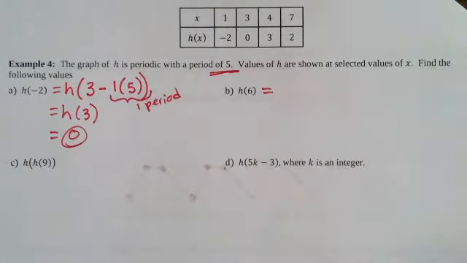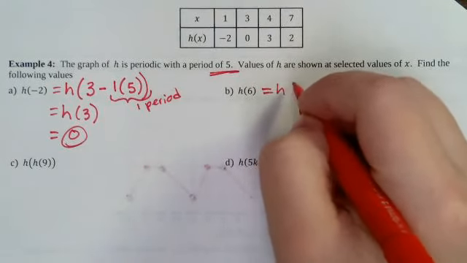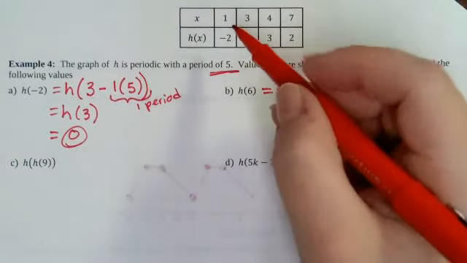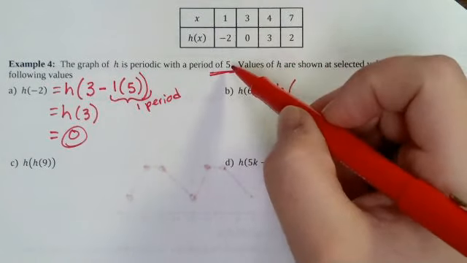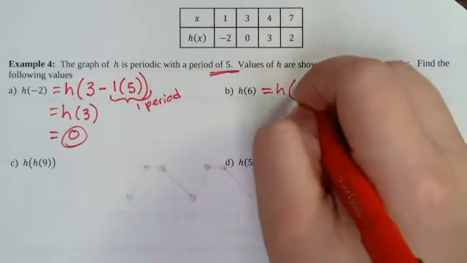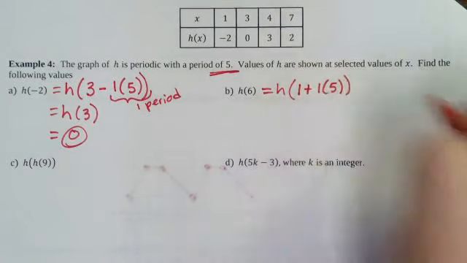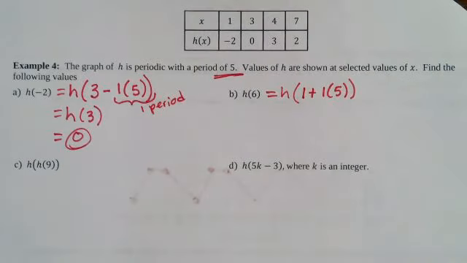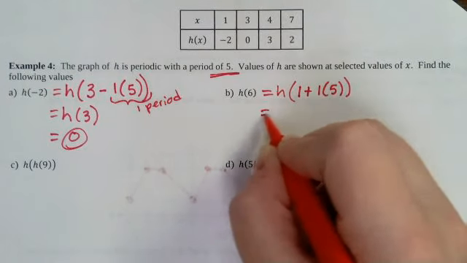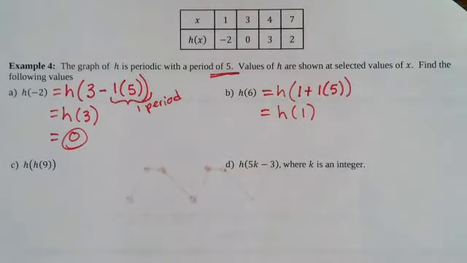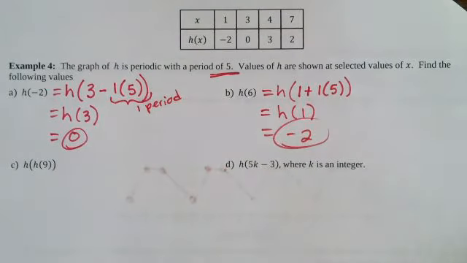All right, let's do h of 6. Again, you're going to have to either add or subtract your periods or a multiple of it. So I'm looking through here, 6. If I start with the number 1 and I added 5, that would give me 6. So let's say I'm going to write this as 1 plus a period. 1 plus 5 is in fact 6, so we're good there. I don't need to rewrite this period because again, the values are just repeating themselves over and over. I just need h of 1. And h of 1 is -2.